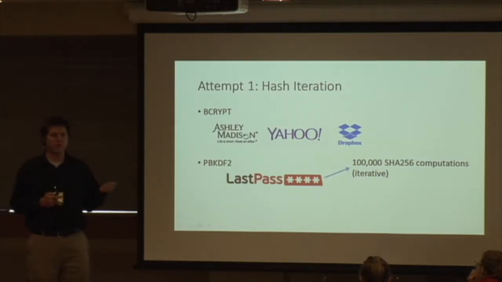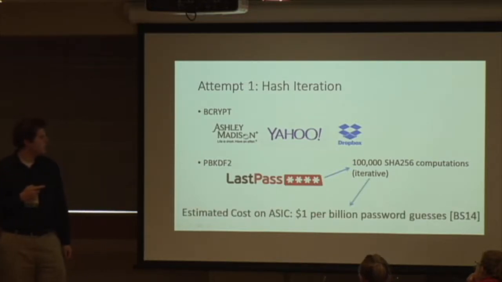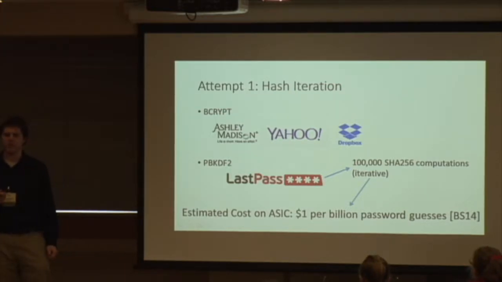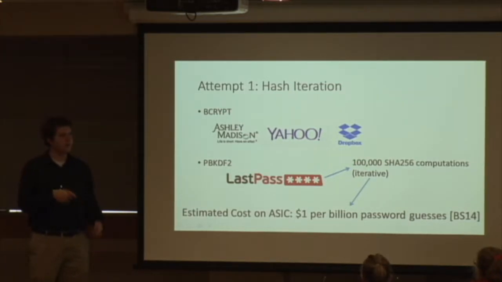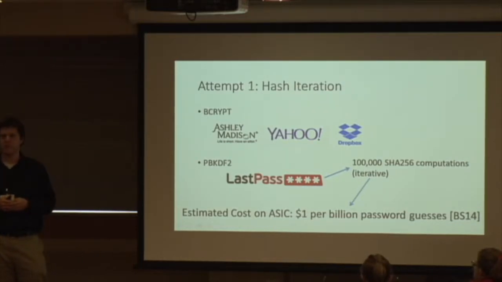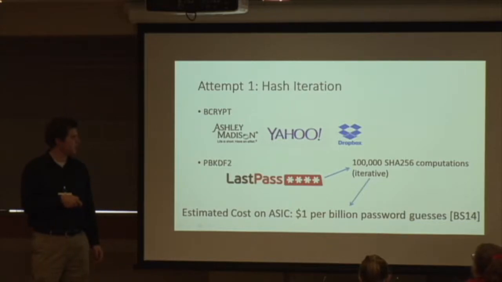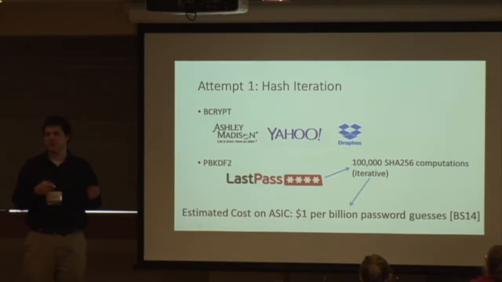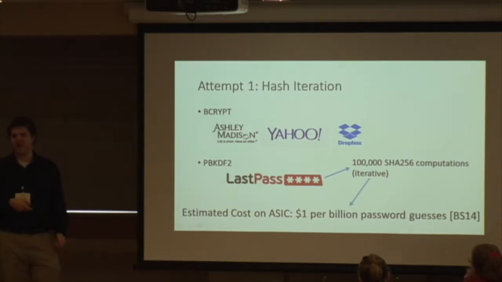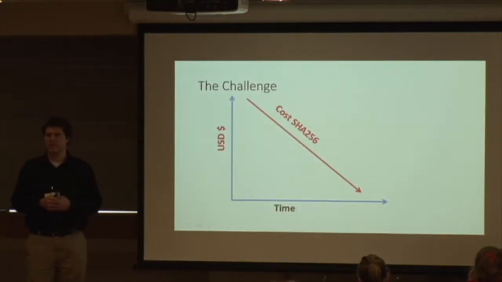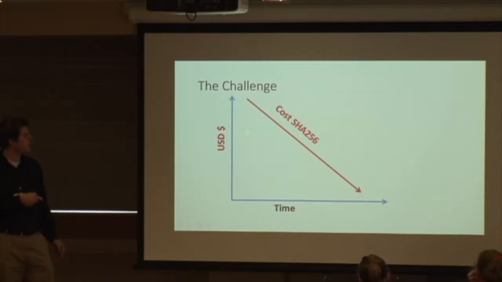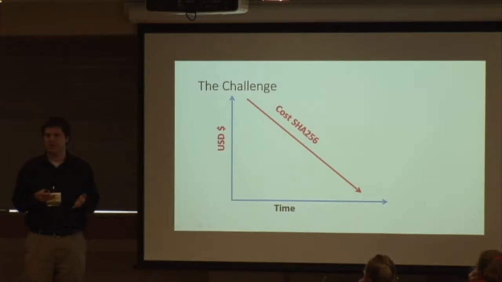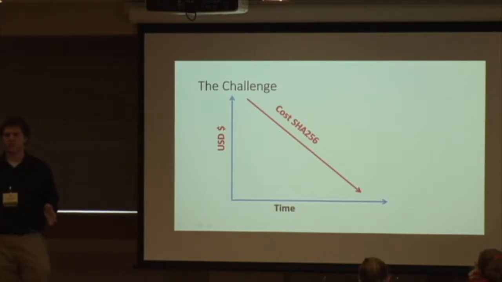All right, that seems like it might be useful, but unfortunately, it still doesn't put a significant dent in the problem. In particular, using stats from Bitcoin mining pools, you can estimate that the cost of computing a billion password guesses would be about $1 on customized hardware, even after they've iterated this hash function 100,000 times. All right, so this suggests a pretty major challenge, right? Over time, the cost of computing hash functions like SHA-256 has dropped dramatically.